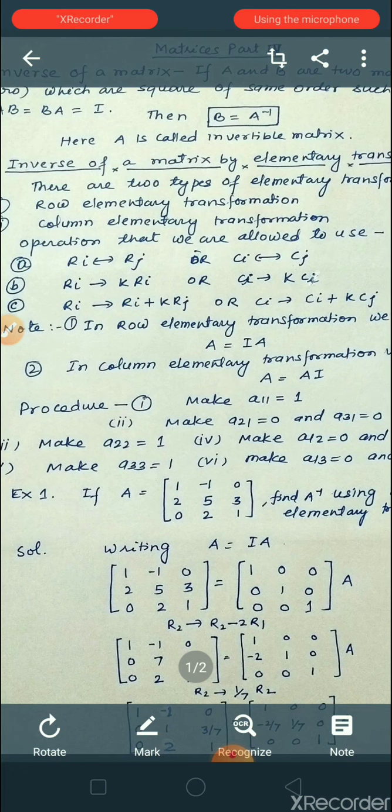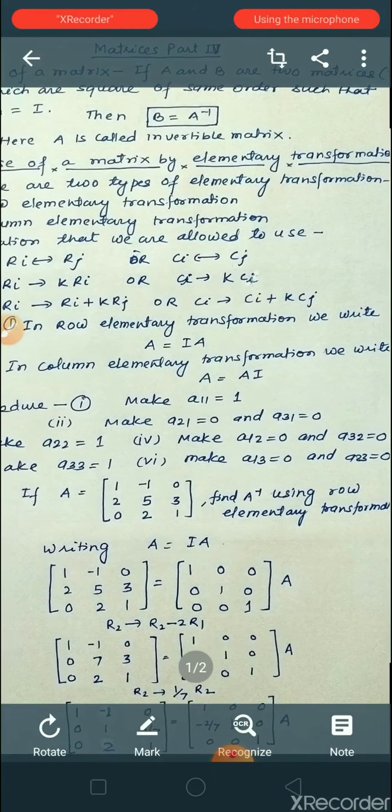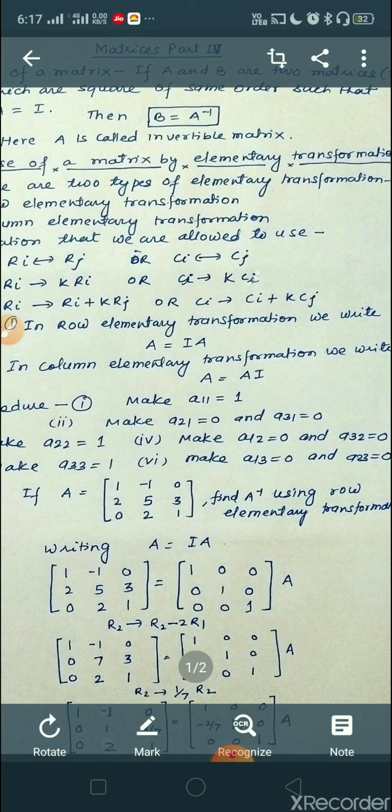Here A is equal to [[1, -1, 0], [2, 5, 3], [0, 2, 1]], and find A inverse using row elementary transformation. Children, we are asked here to find the inverse using row elementary transformation, so we shall use only row elementary transformation. If nothing was compulsory, if nothing was given there, then we can use any of them, but as it is written here row elementary transformation, so we shall use that.